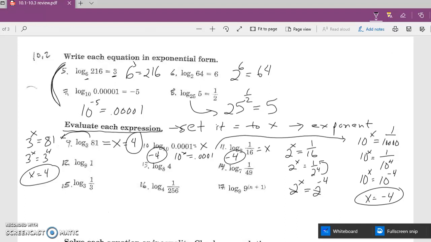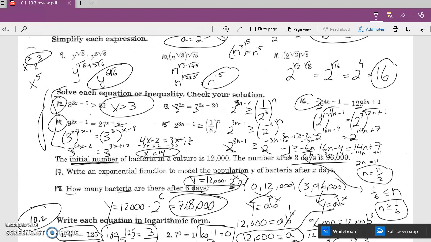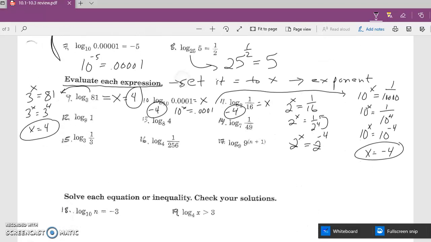Okay? So once you get it into exponent form, you're really back to what we were doing when we were doing these problems right here. We're trying to get the same base on both sides. Of course, these are a little easier, which is nice. Okay, number 12. You set this equal to x. So you would get 9 to the x equals 1. And you almost can just stop right here and think to yourself, 9 to what power equals 1? Well, the only thing that could possibly be is 0, because anything to the 0 power is 1.